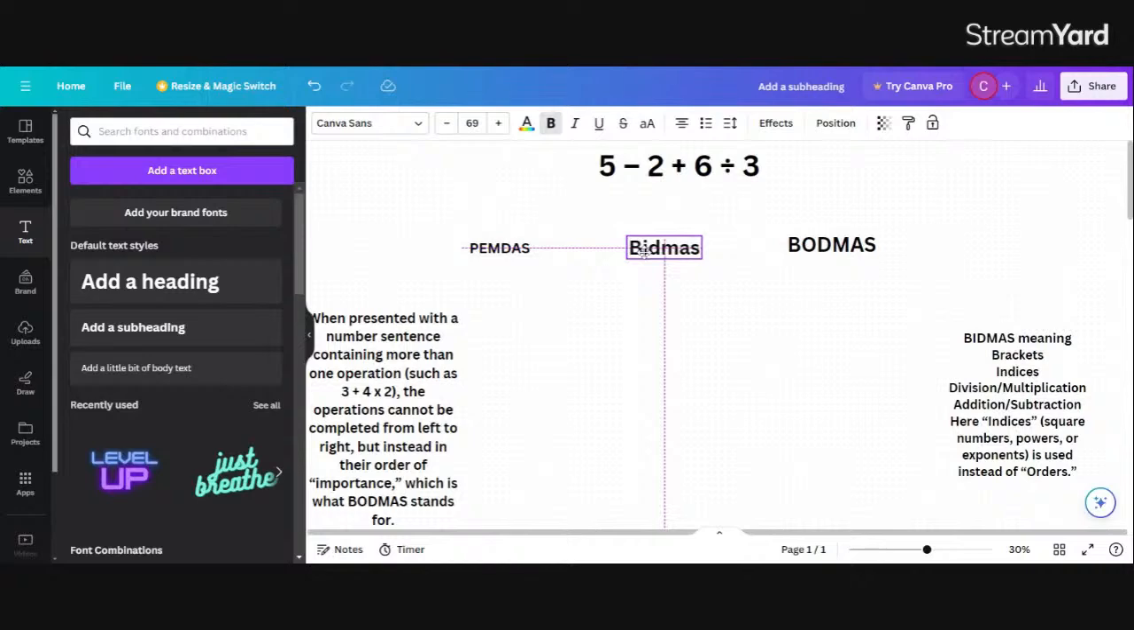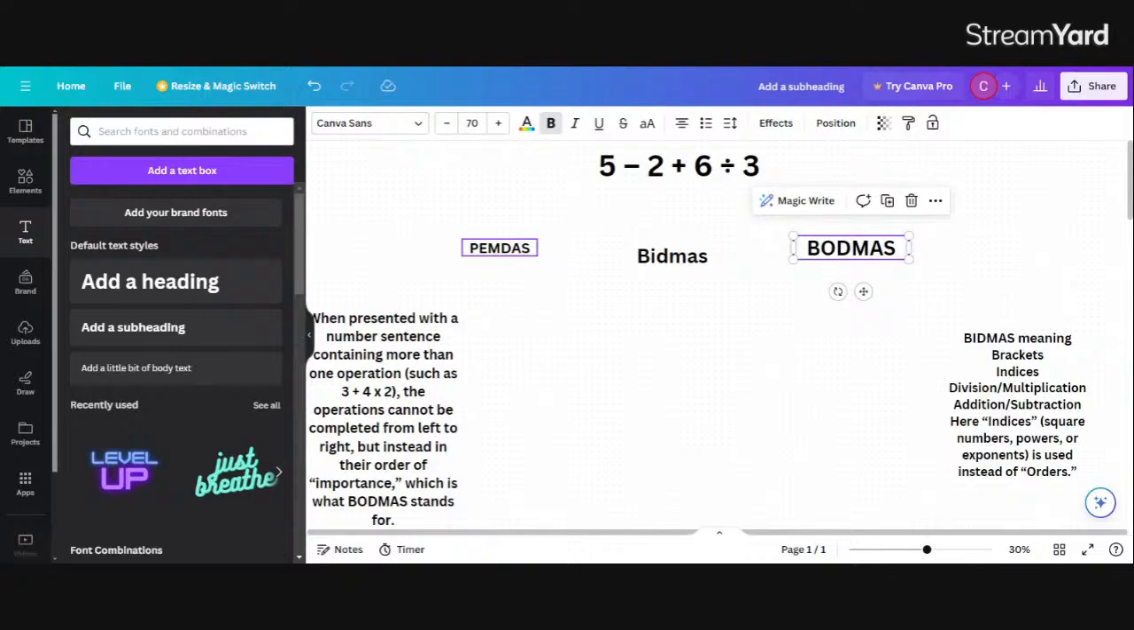So let me start from PEMDAS. The P stands for parentheses. The E stands for exponents. The M stands for multiplication. The D stands for division. The A stands for addition, while the S stands for subtraction.